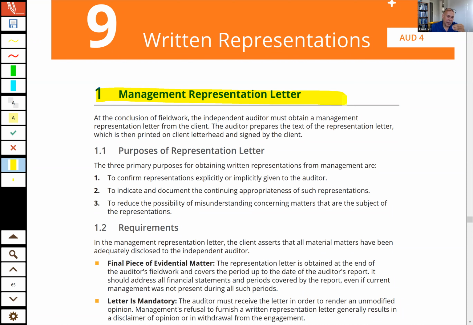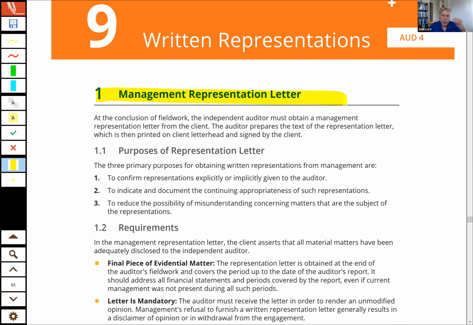Now, in that letter, we have to have them put in there, or we'll just put it in there for them when we print on their letterhead, that they are responsible for the financial statements and responsible for the internal control. Okay, we keep making them say that over and over.